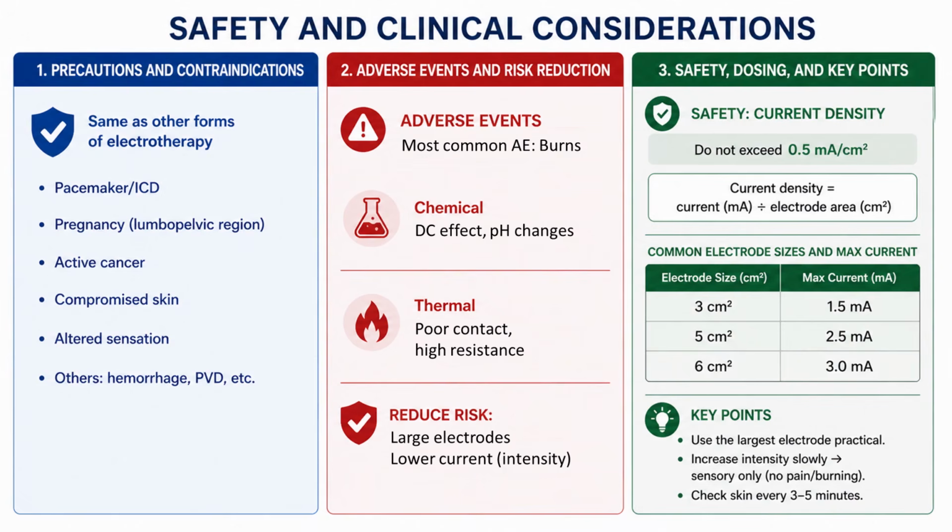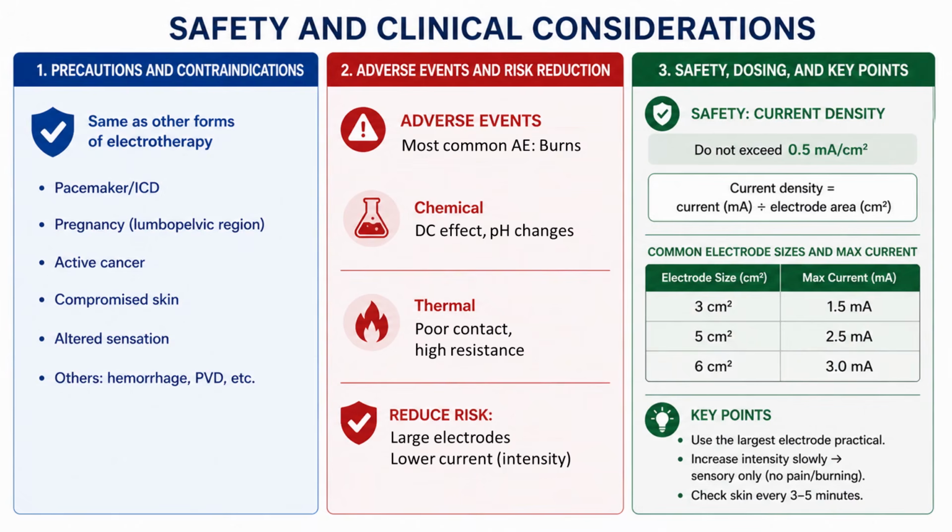The most common adverse event with iontophoresis is a chemical burn. This occurs because direct current can cause charge accumulation, leading to pH changes beneath the electrodes. Thermal burns can also occur with poor electrode contact or high skin resistance. Fortunately, these risks can be minimized by using larger electrodes when appropriate and keeping the treatment intensity as low as possible, while still achieving the desired effect.